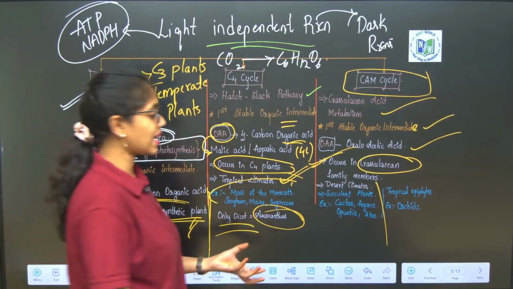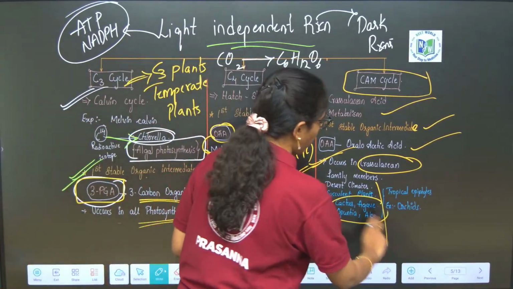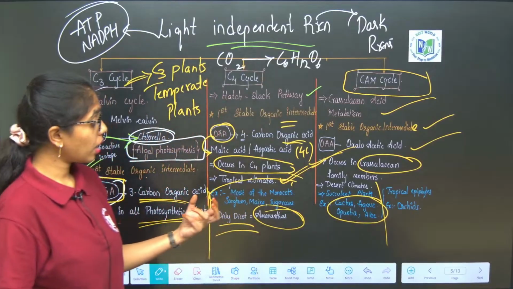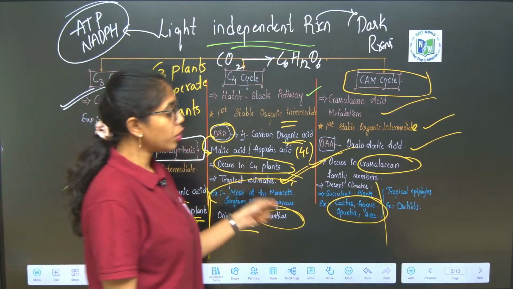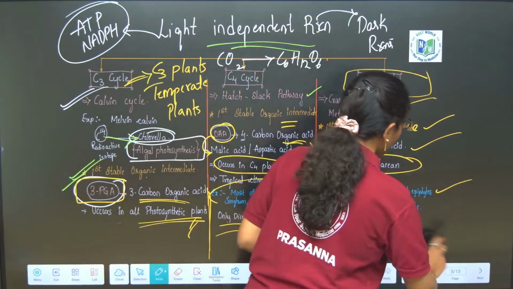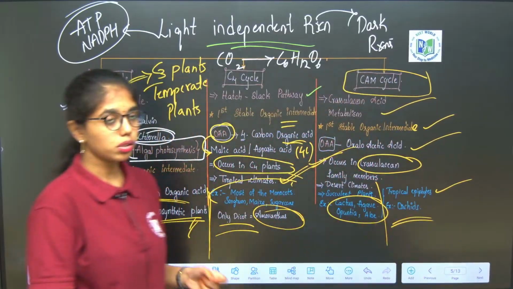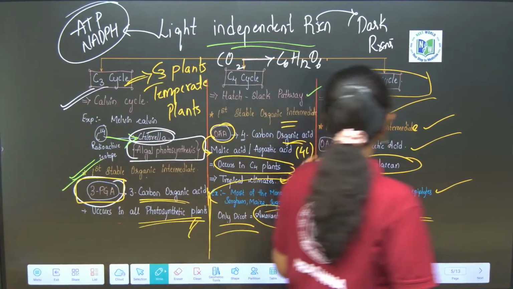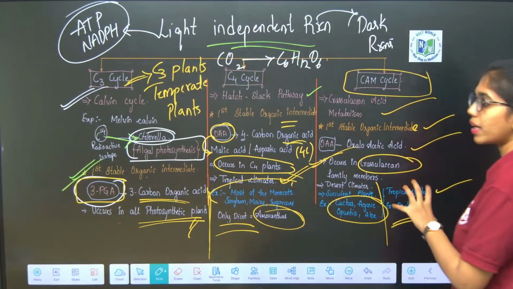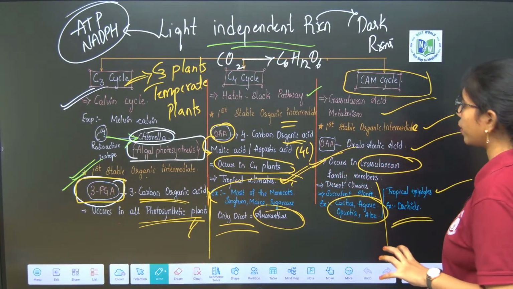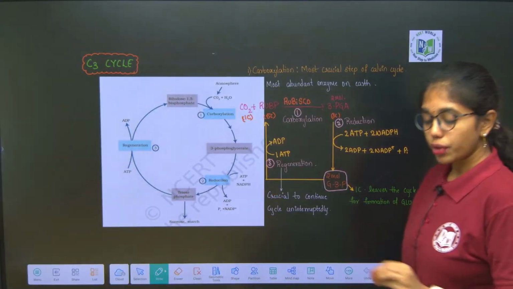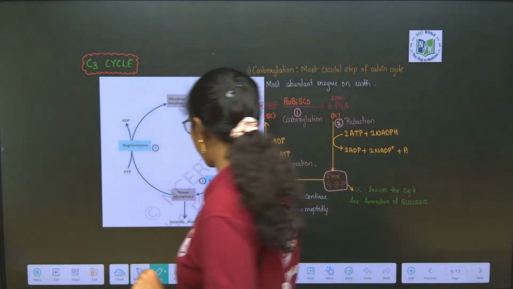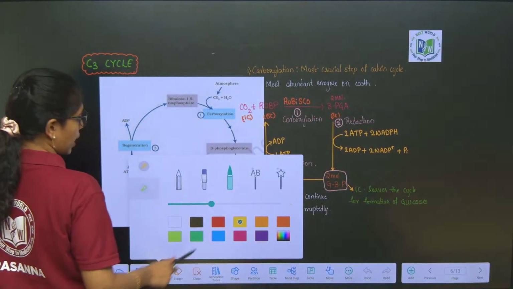Best examples can be cactus, agave, opuntia and aloe vera, and a few tropical epiphytes like what? Orchids. This is also a good example. So you have to remember all these points. Whatever I have discussed is very important for your NEET. First, let us look into the mechanism of the C3 cycle. We will finish off the C3 cycle first.